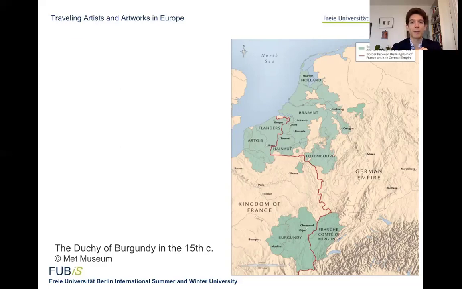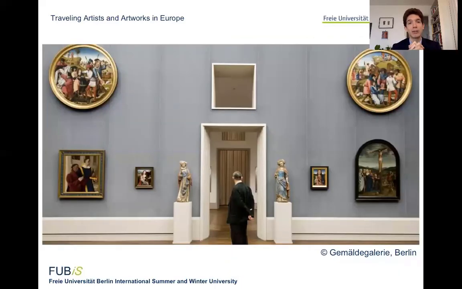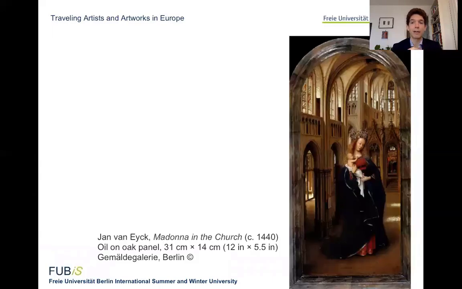But let's move to the first object. And in order to do that, we virtually enter one of the most important museums in Berlin, the Gemäldegalerie, an institution that owns an impressive collection of paintings, in particular from the Middle Ages to the 18th century. And let's stop in front of this painting by Jan van Eyck.